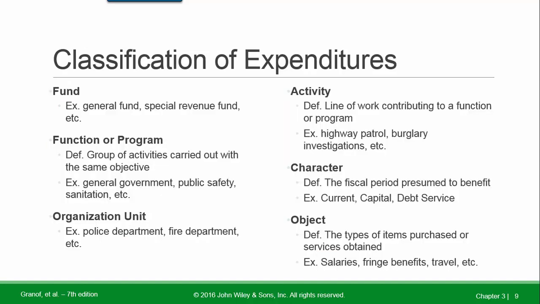Let's look at the classification of expenditures. Again, we're starting at the fund. Examples: general fund, special revenue fund. We know the 5 governmental funds. Then we drill to the function or program. The definition: the group of activities carried out with the same objective. The function: public service, public safety, education. Examples: general government, public safety, sanitation.